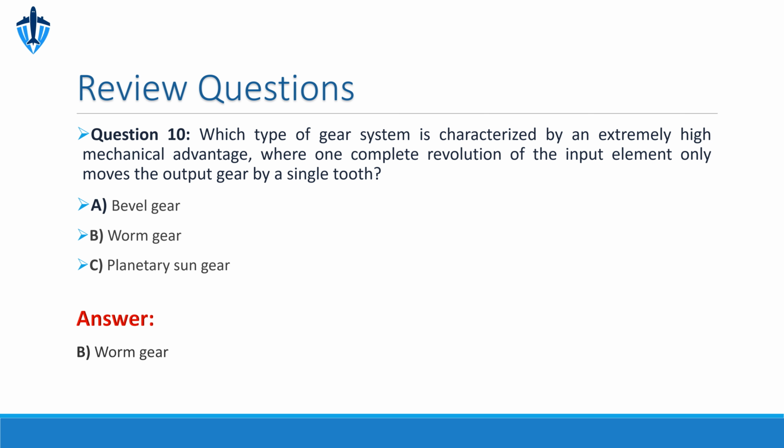While they can provide mechanical advantage, their defining characteristic isn't the single-tooth movement per revolution like the worm gear. C. Planetary sun gear systems are typically found in reduction gearboxes like those for propellers. They involve a central sun gear, planetary gears, and a ring gear, designed to reduce RPM and increase torque, but they don't operate on the principle of one revolution for one tooth movement.